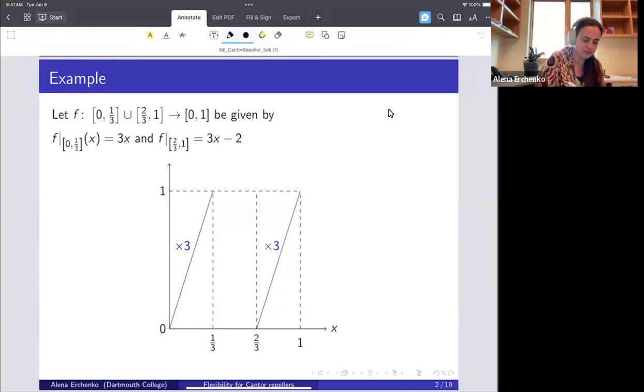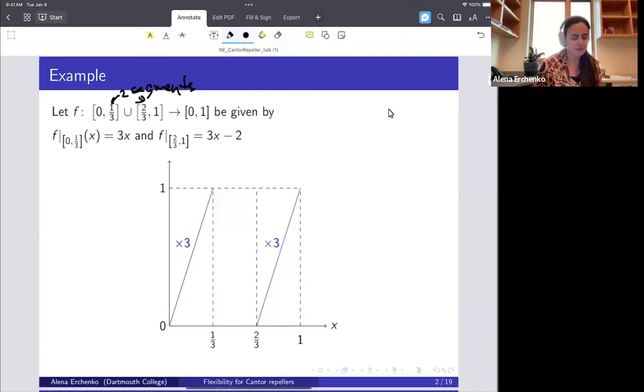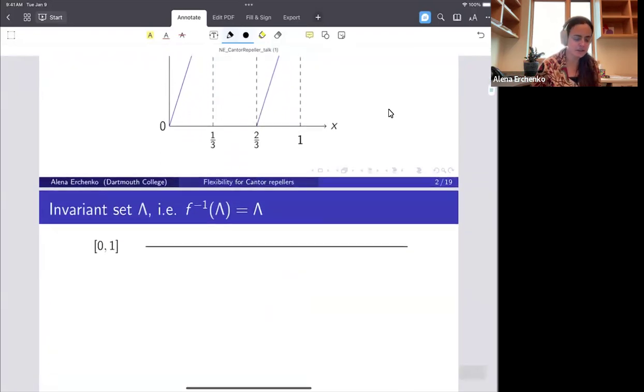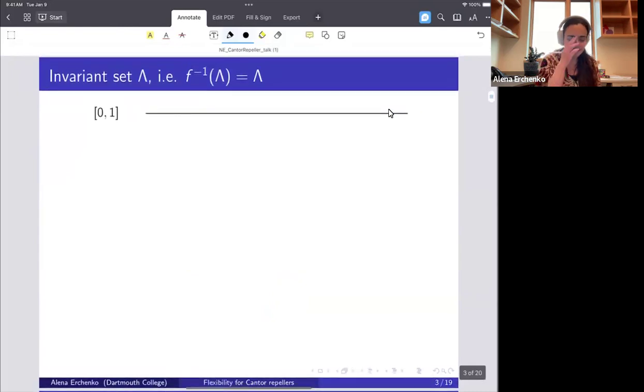Here there are two segments, right? Each maps onto [0, 1], and in this situation it's very easy, just multiplication by 3, onto [0, 1]. We want to understand what this map is doing, so we want to iterate our dynamical system and find an invariant set, right? What is an invariant set? It's a set whose preimage is the set itself.